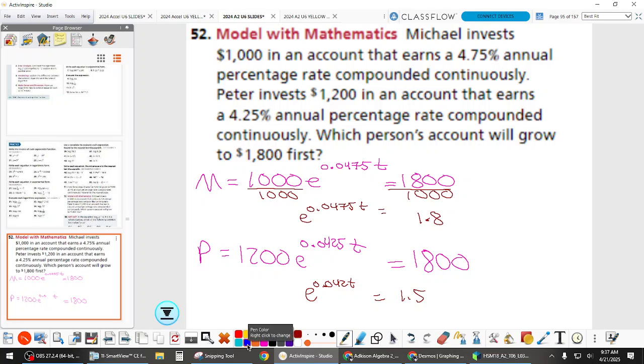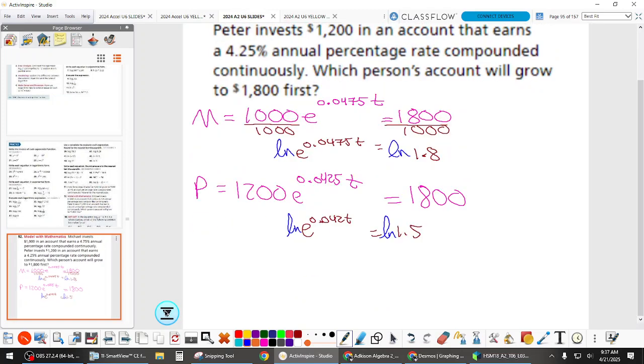How do you undo an exponential? You have to take the log of the same base, right? So what's the log of the same base as e to the power? That's natural log. So we're going to natural log both sides. And then we're just left with kind of a regular equation. On this one, I'm going to move it up over here.